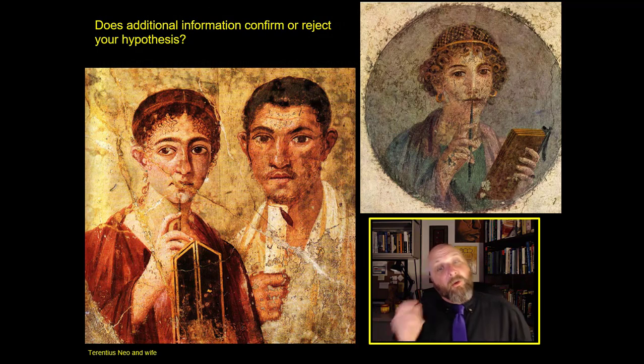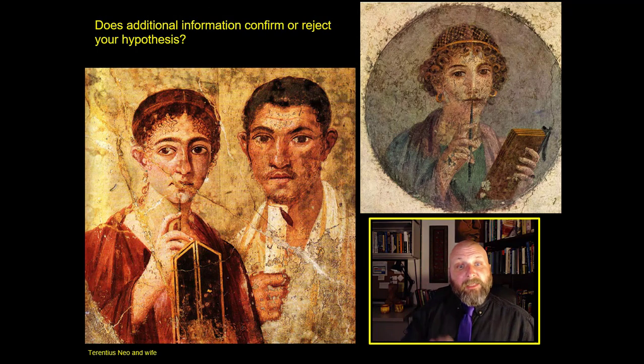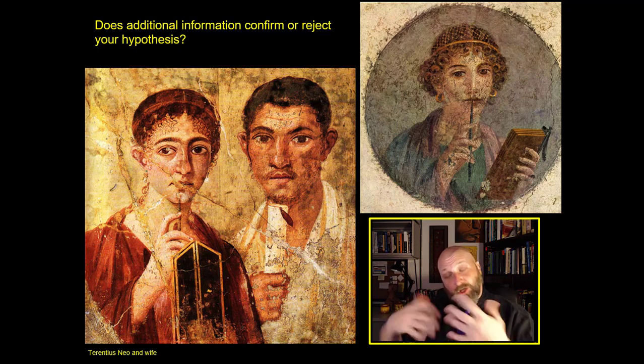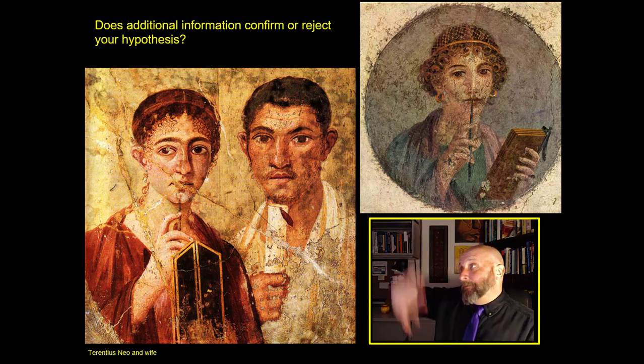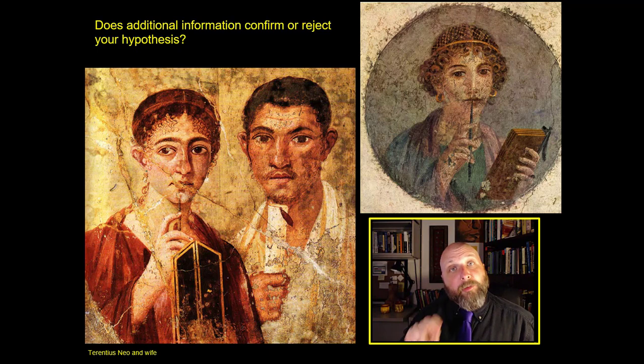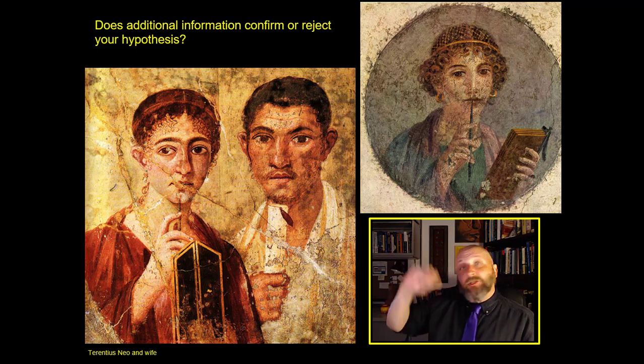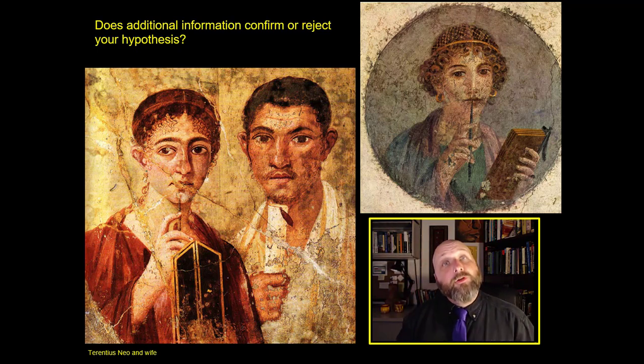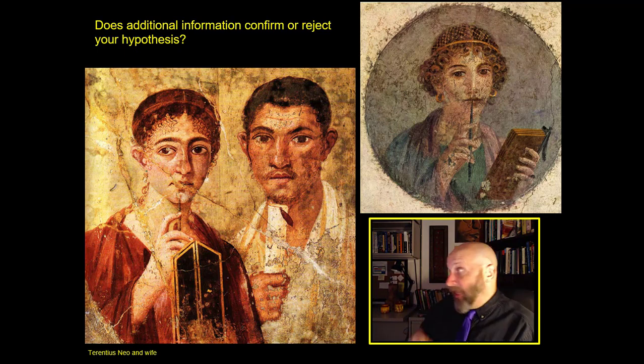What do we have here? We have portraits. These are portraits that were painted in people's houses. They would commission a painter, they would coat their wall in fresh plaster, and while the plaster was still wet, the painter would come in and paint portraits of the people who lived in the houses. We've met Terentius Neo. He's a baker. It's him and his wife.